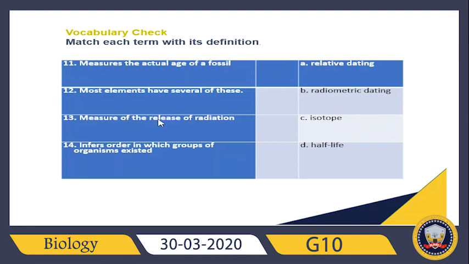Okay, so what about number 13? Measure of the release of radiation will be what, guys? What do you think? Yes, the half-life. Half-life is the measure of the release of the radiation of the isotopes, or of the unstable isotopes. Okay, so the next one, guys, infers the order in which groups of organisms existed, of course, it will be what? It will be the relative dating.